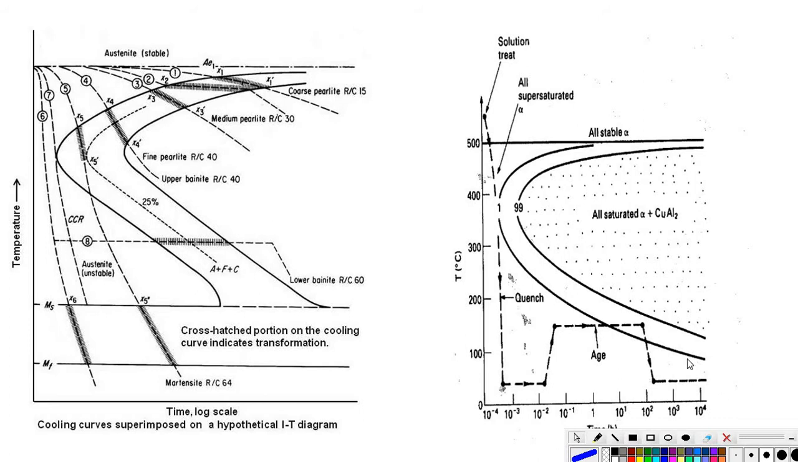Okay, and at the end of aging, we got Maraging steel. So this is the aging process. This is the first stage, that is quenching.